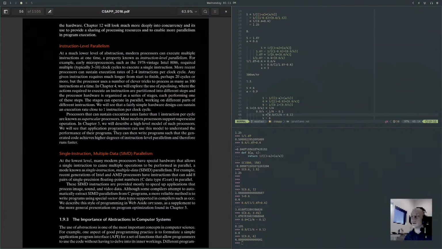Instruction level parallelism. This is something I learned from the Stanford class that I kind of audited last year. I didn't really complete the whole class because I didn't do any of the exercises. But I was doing some of the reading and the lectures and recitations and stuff like that. But I learned about instruction level parallelism.